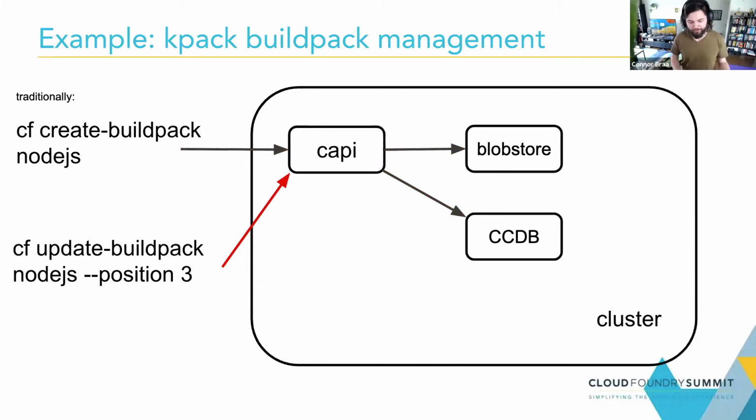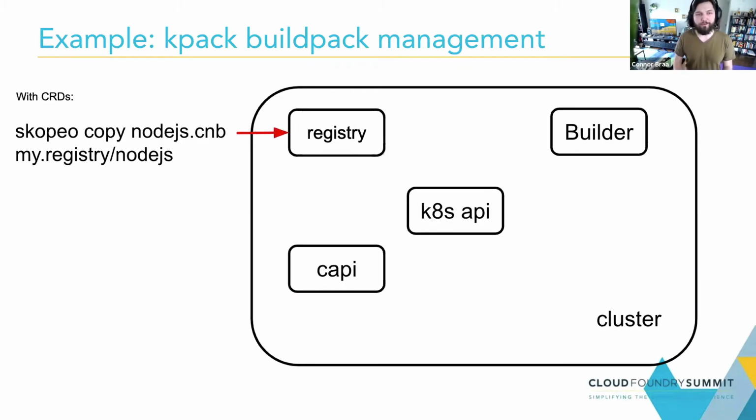But parts of this workflow aren't very declarative. For example, if you want to change your auto detect order for your buildpacks, you need to run cf update-buildpack with a position argument. But the ordering of them depends largely on what else is in that list. And so the interface is not very declarative.